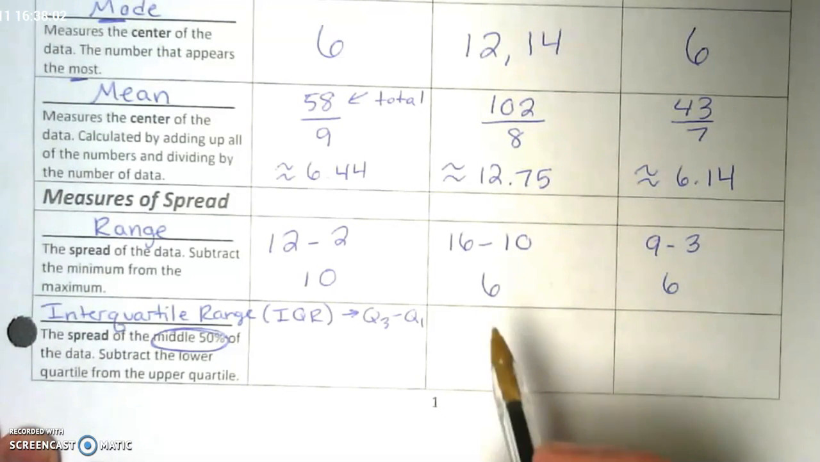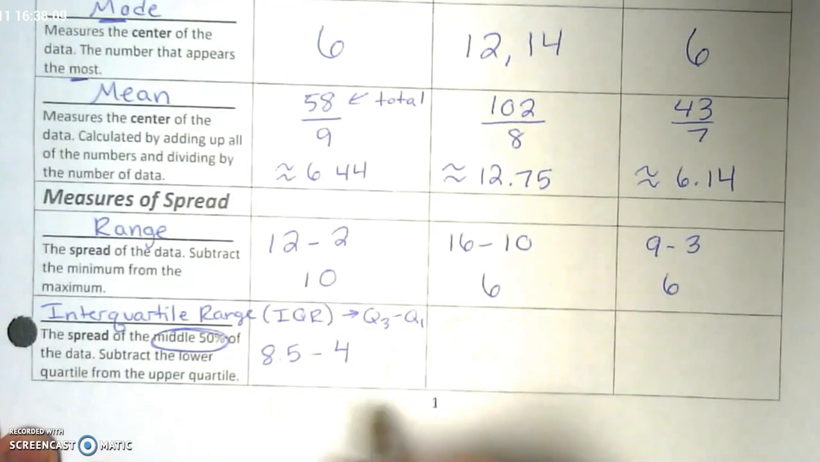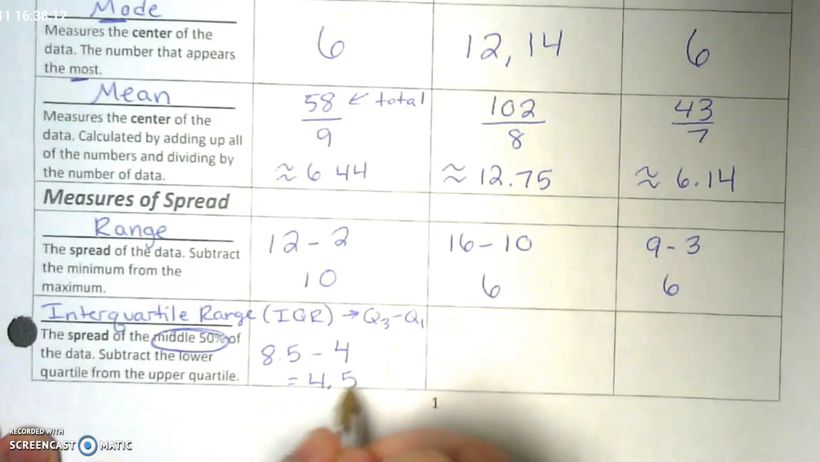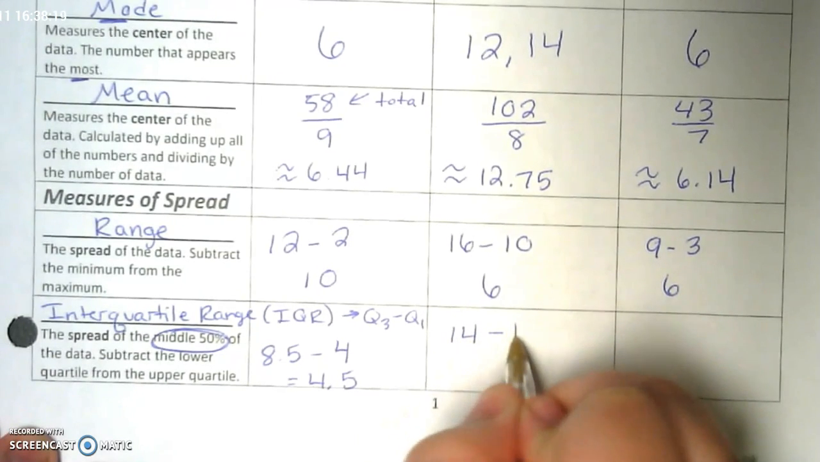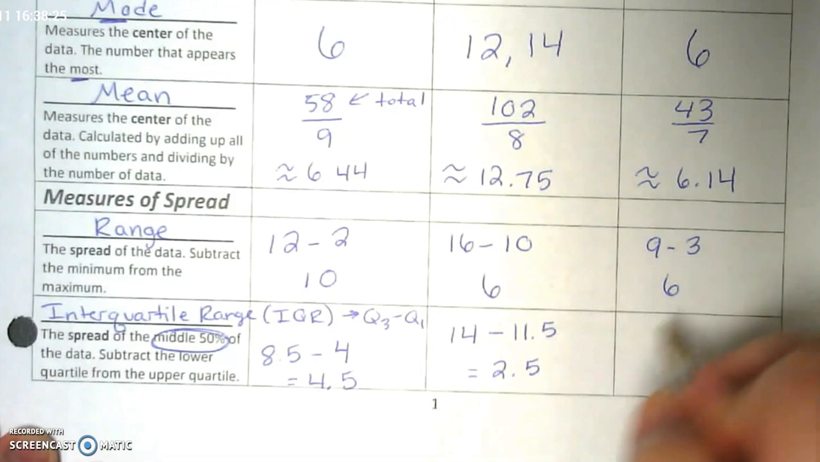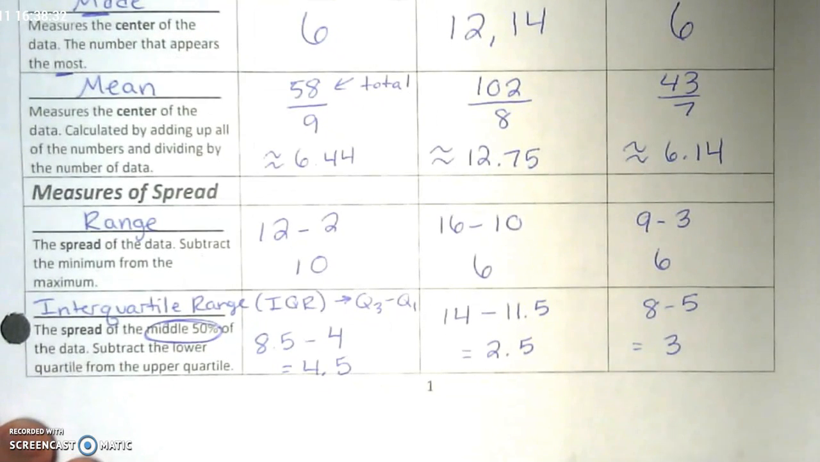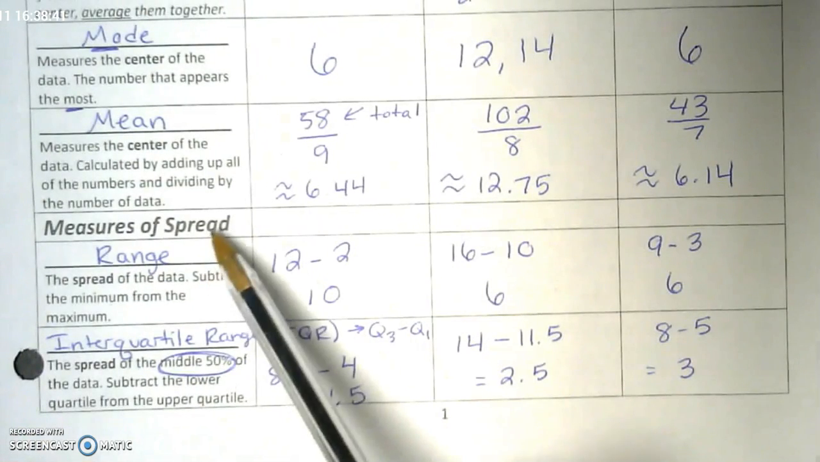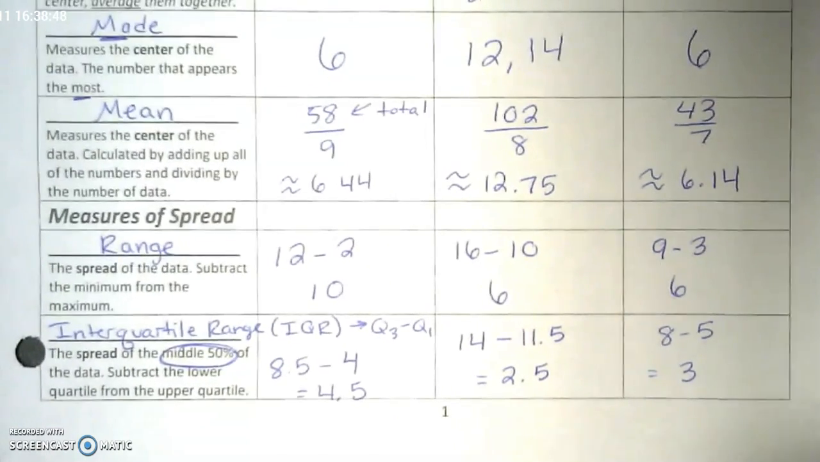So for the first one, our Q3 was 8.5 and our Q1 was 4, so our interquartile range is 4.5. Our next one, Q3 was 14 minus 11.5, so our interquartile range is 2.5. And our last one is 8 minus 5, so our interquartile range is 3. If you ask which one has the smallest spread, or which one is very close together, we would say this one because it has the smaller number. So these first two talking about spread are the range and the IQR. In the next video, we're going to talk about the MAD, or the mean absolute deviation, which also talks about spread.